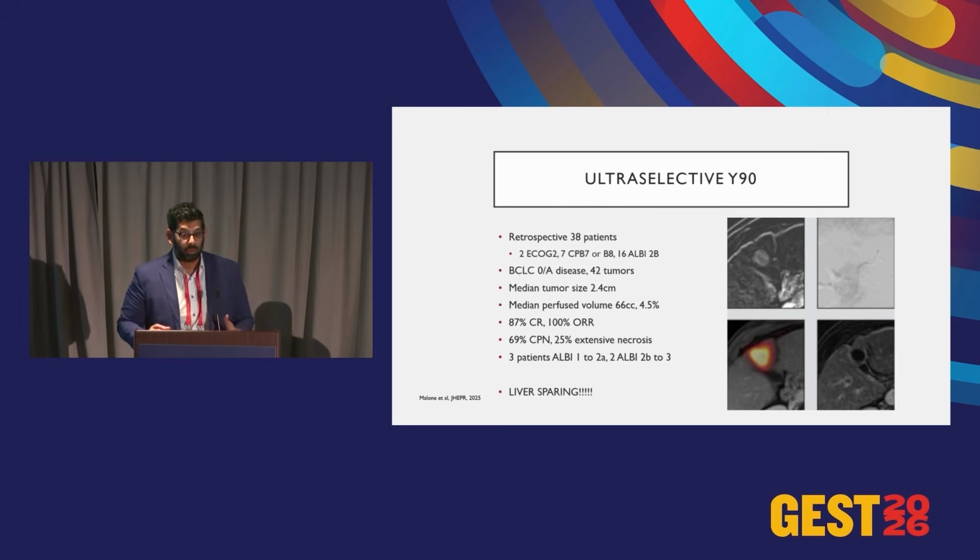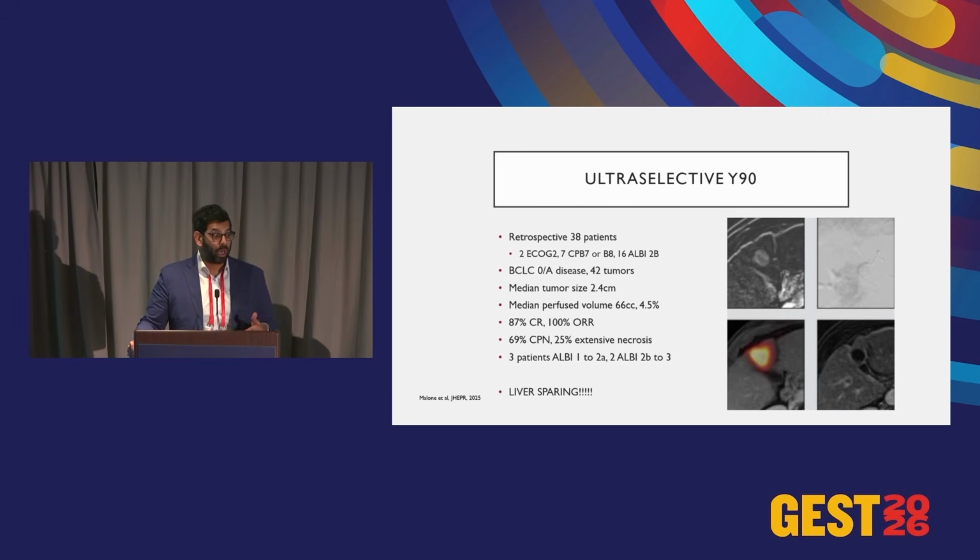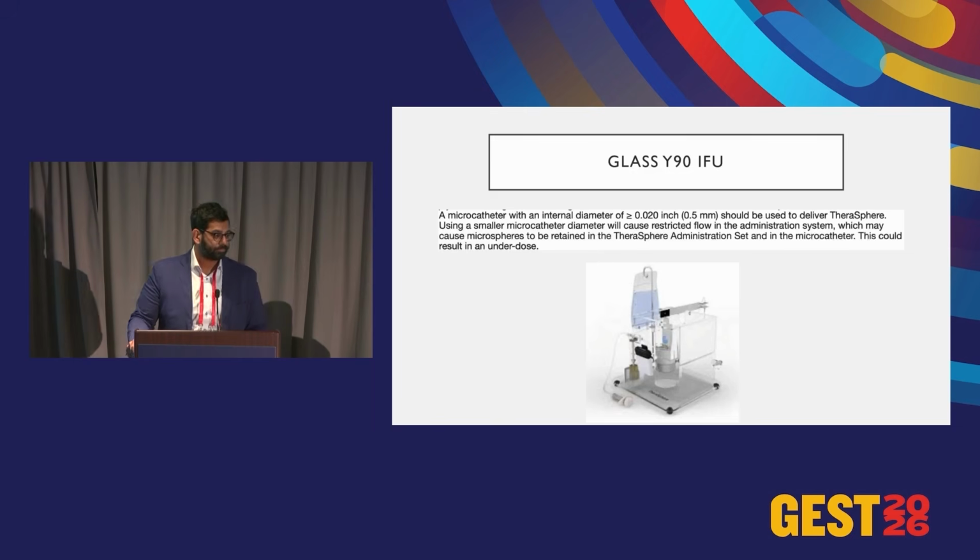What about for Y90, right? Y90 is now the primary bridging therapy in the U.S. This is what we're all doing in the U.S. as a first-line therapy. This is a nice recent study from the WashU group, 38 patients, 16 of them in that ALB-2B category, 42 tumors, mean perfused volume very small, less than 70 cc's, very high complete response rate, high pathologic necrosis rate, very little change in lab. So very much an ablative liver-sparing therapy now, right?